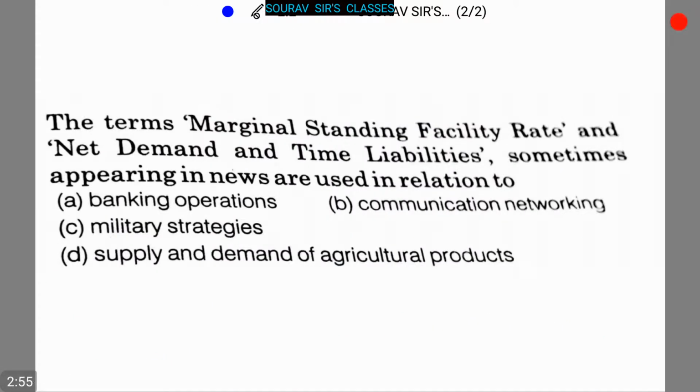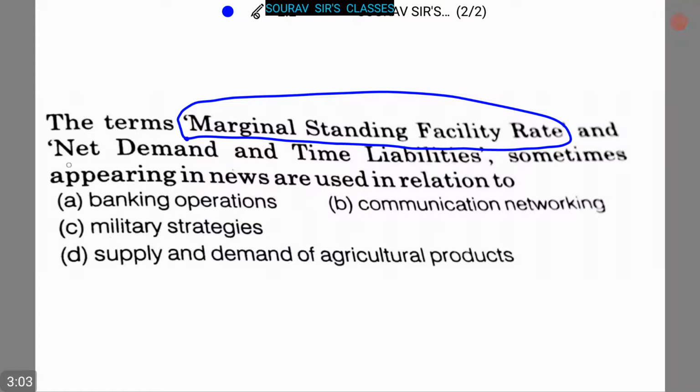Now, in our next question, here two terms are mentioned, and the terms are marginal standing facility rate and net demand and time liabilities. You can even hear these terms in news channels. So the terms marginal standing facility rate and net demand and time liabilities, sometimes appearing in news, are used in relation to, and here some options are given. Option A, that is banking operations. Option B, that is communication networking. Option C, that is military strategies, and option D is the supply demand of agricultural products.